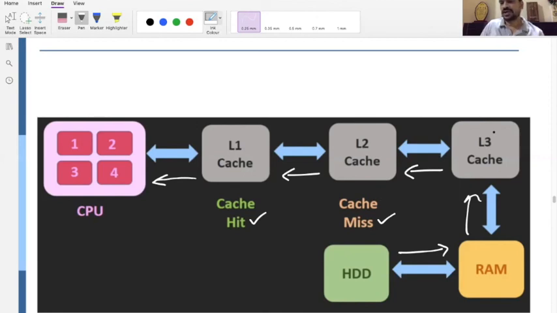If it is not there in L3, it is also called a cache miss for L3. If it is not there in RAM, that is also called a miss. Then it will request the hard drive to load that particular data into the RAM, and from the RAM it will go to L3, then L2, then L1, and then the CPU. So this is how your data flow takes place in the computer system.